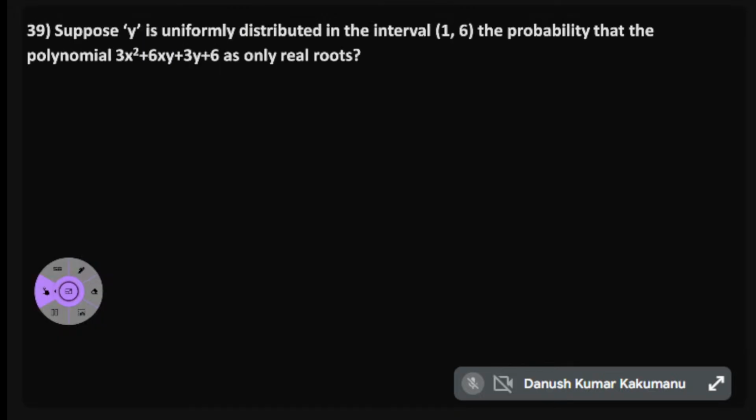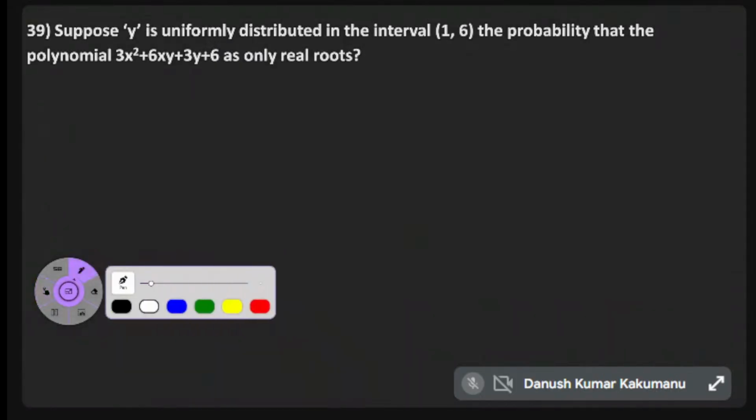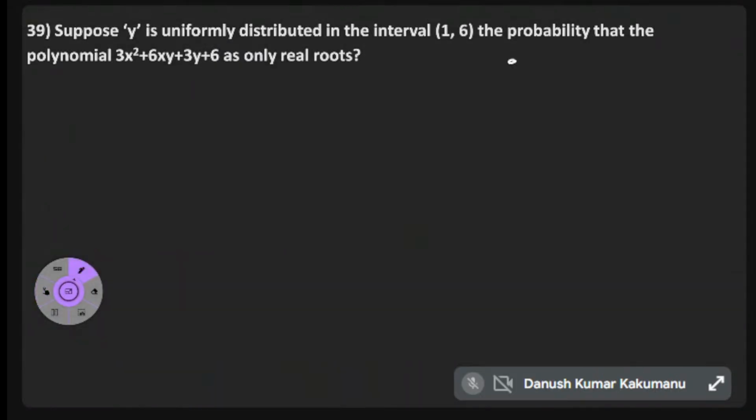Yes, this is a 2 marks question. In the uniform distribution, this is a lengthy one, a 2 marks question. Suppose y is uniformly distributed in the interval 1 comma 6. What is the probability that the polynomial has only real roots?